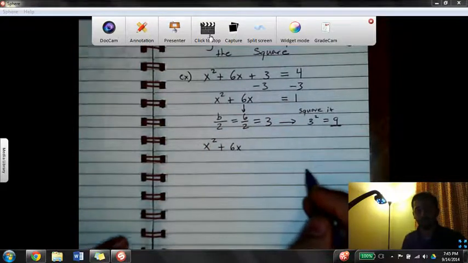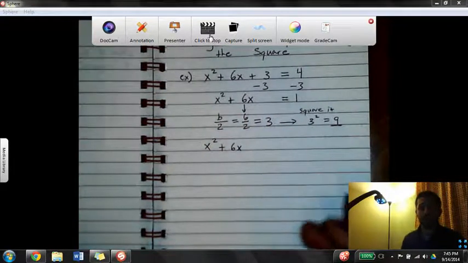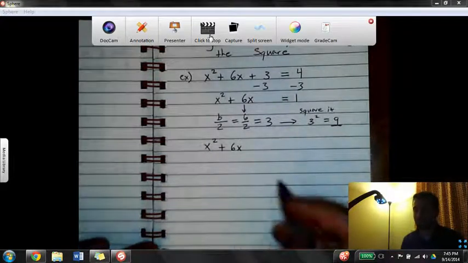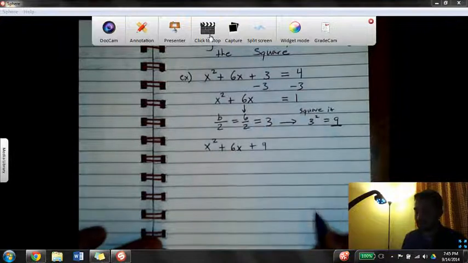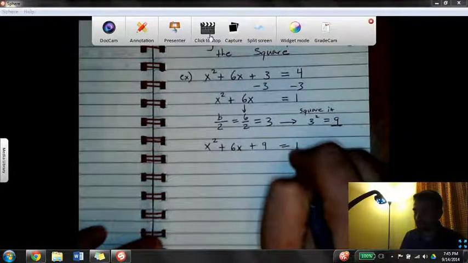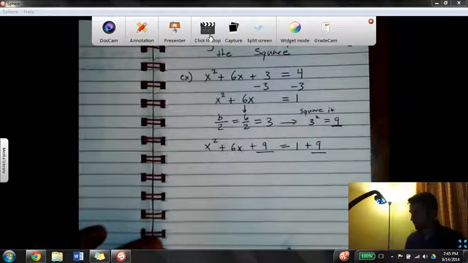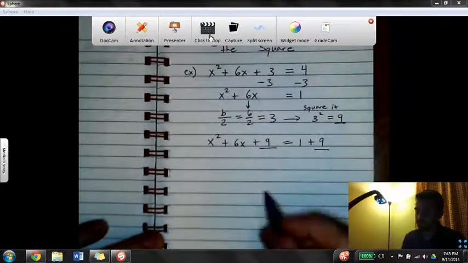Remember the property of equality: if you add to one side, you have to add to the other side in the equation to keep it balanced. And so if I add 9 to the left side, I'm also going to add 9 to the right side. And then I can simplify.